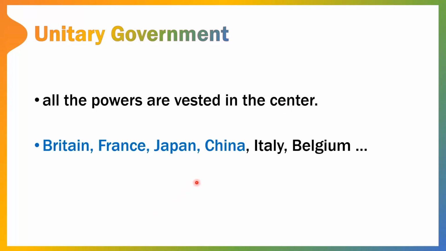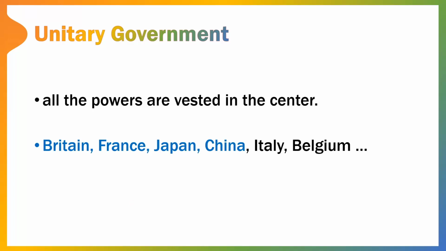So there is no direct control of the state governments on their states, and normally the state government never exists. The most common examples are France, Britain, Japan, China, Italy, Belgium, Norway, Sweden, Spain, and there are lots of countries running with the unitary government system. And if we talk about India, we have a federal government with some unitary features in it. So we have a combination of the two.